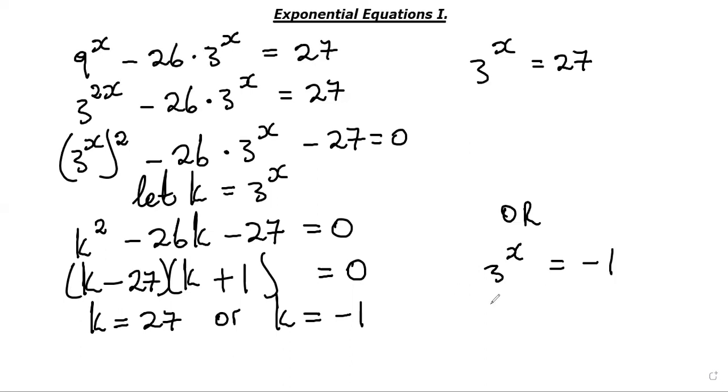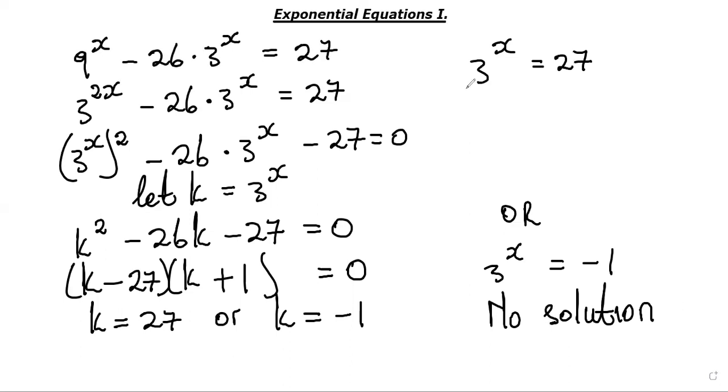Now this one we can see has no solution. Why? Because we can't write negative 1 to base 3. Do you see that? If it was just positive 1, we could say it's 3 to the power 0. But seeing how there's a negative, we can't do anything. So there's no solution here.